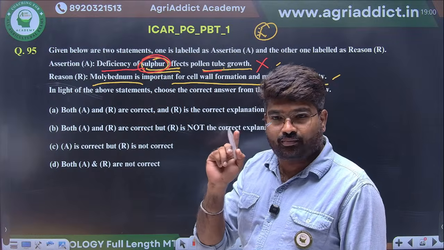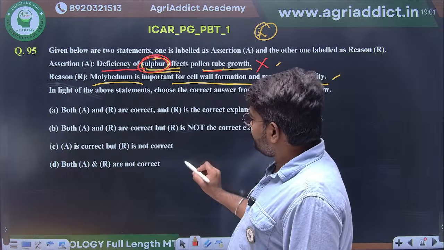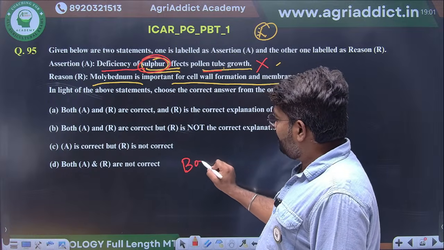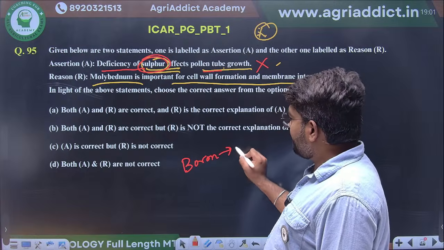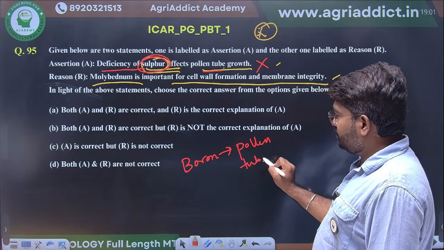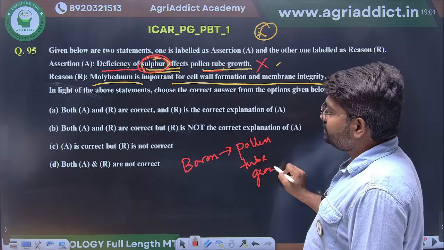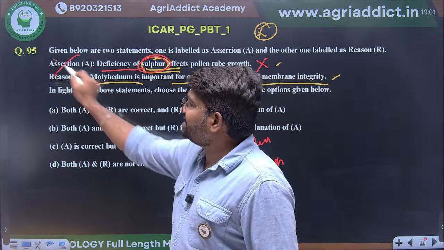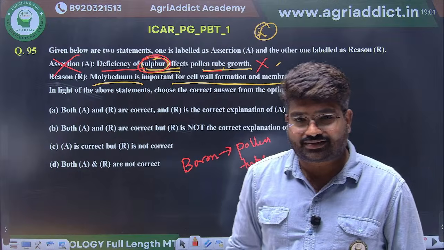Boron. Yeah, boron can come correct. So boron will be important for pollen tube growth. So this is wrong. Assertion is wrong. Then next question.